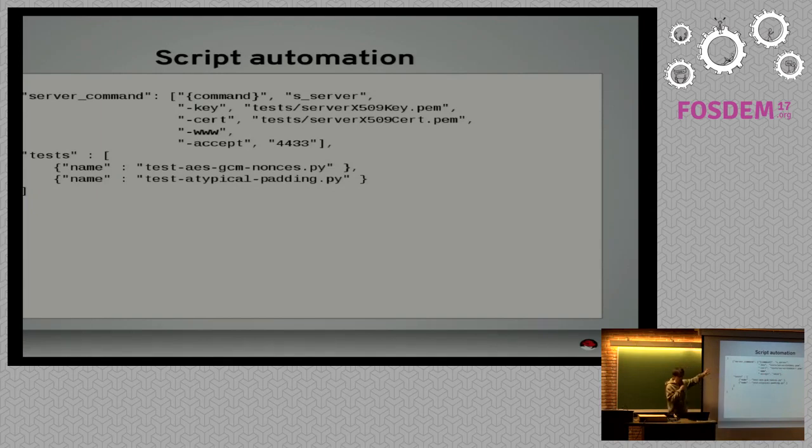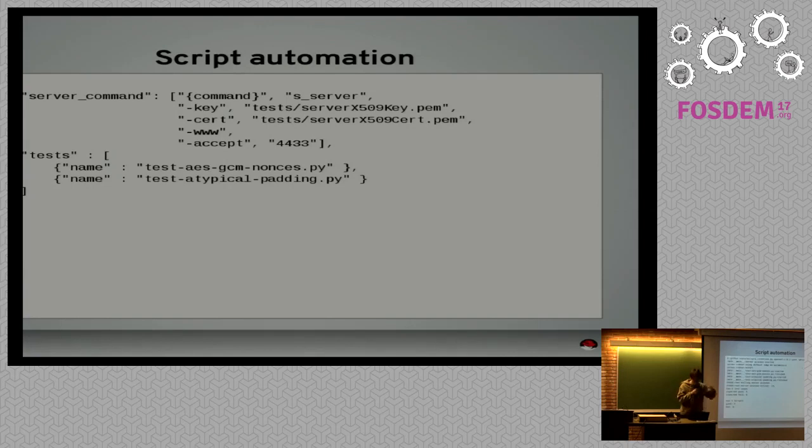You can also tell it to exclude some test cases. You can tell it that, for that version of OpenSSL, let's say, the test script should fail and stuff like that. So you can make sure that you don't have false positives and false negatives while running it.